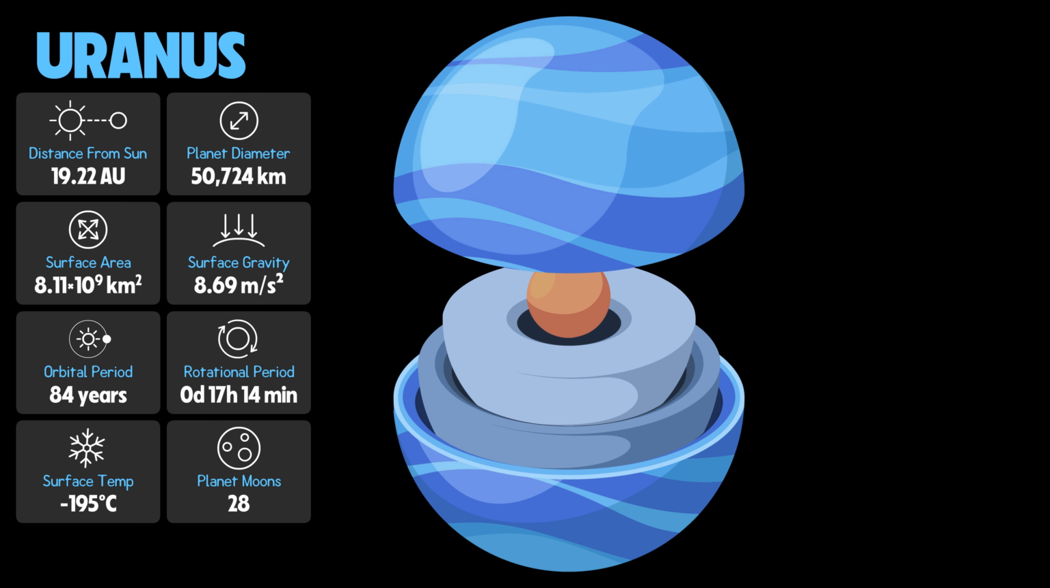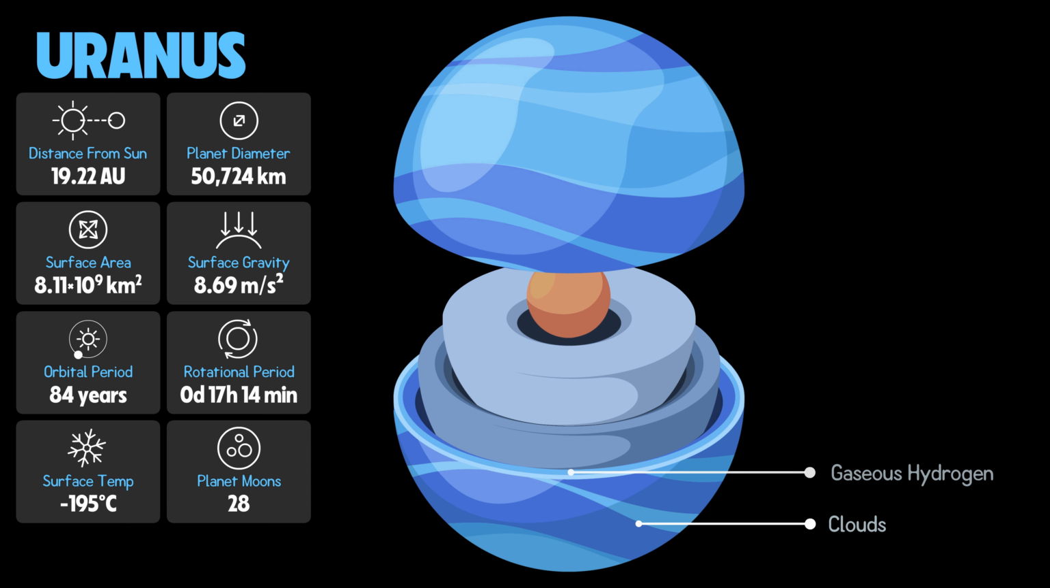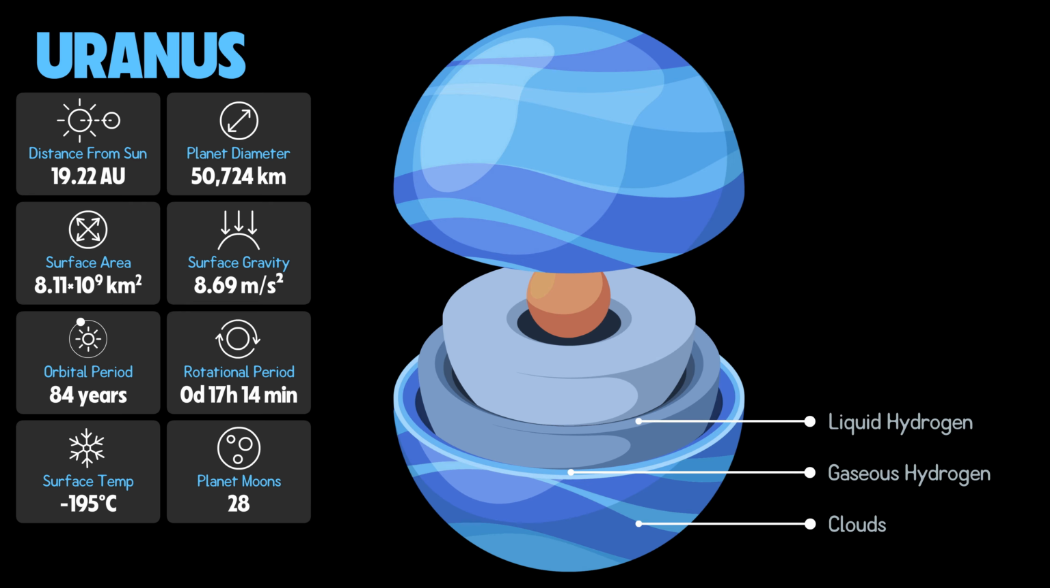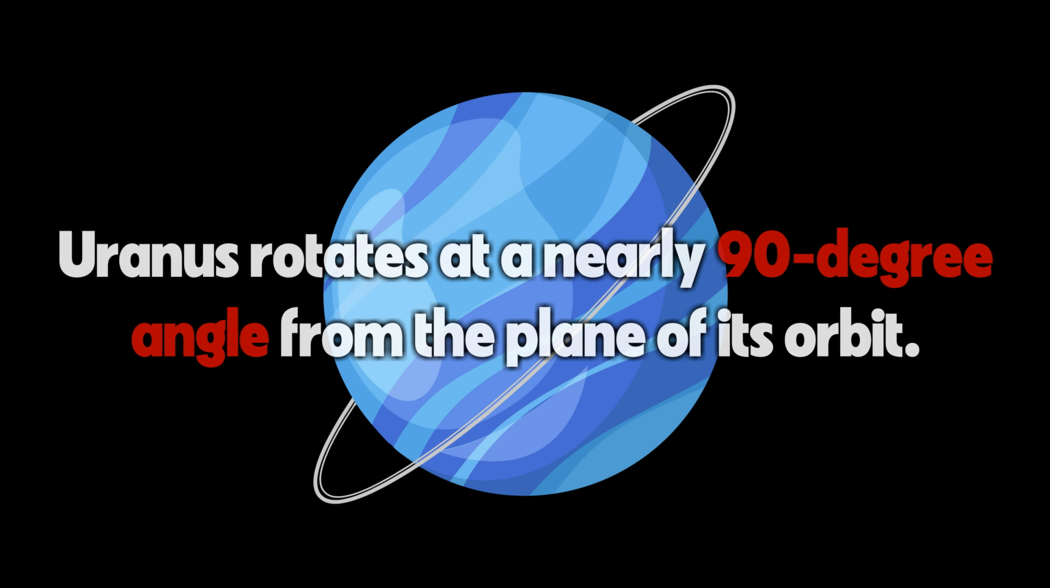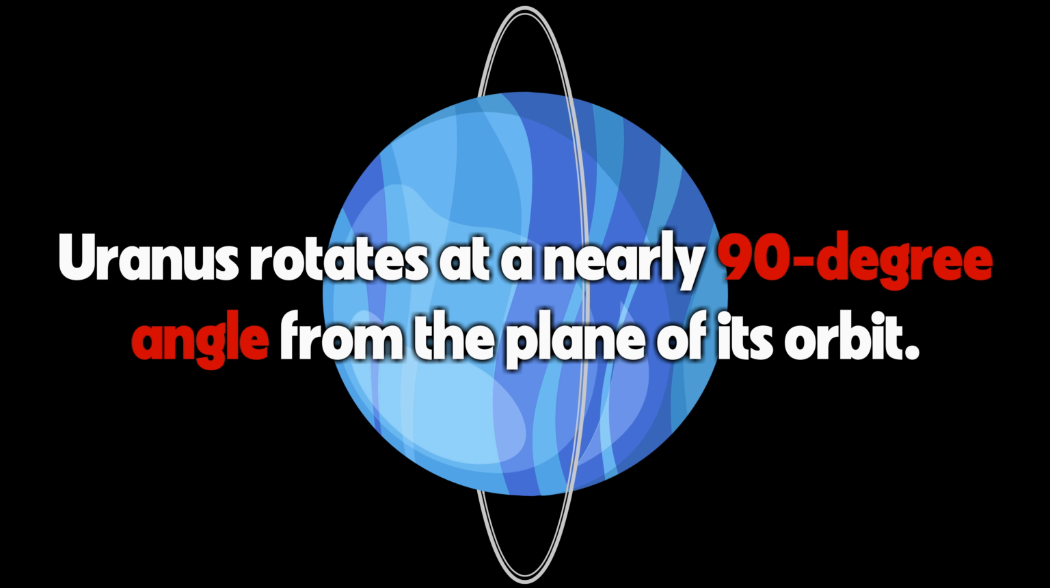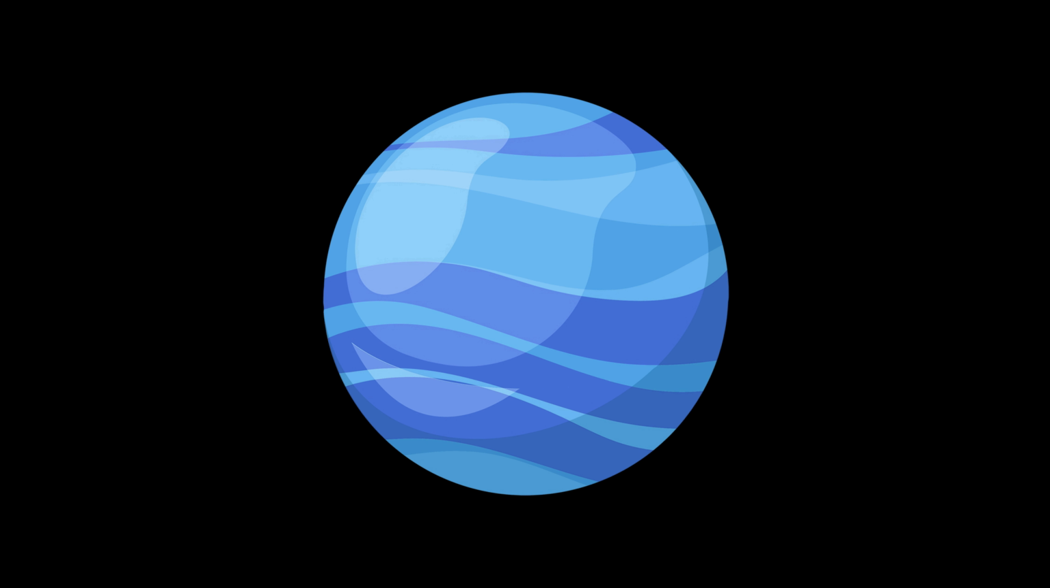Uranus is made up of the following layers: the clouds, the visible atmospheric features of Uranus; the gaseous hydrogen layer, the outermost gaseous layer; the liquid hydrogen, above the mantle, where hydrogen exists in a liquid state; the mantle, a surrounding layer, possibly icy and rocky; and the core, a dense core of heavy elements. An interesting fact is that Uranus rotates at a nearly 90-degree angle from the plane of its orbit.